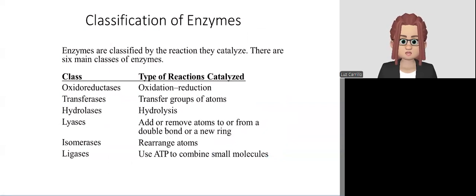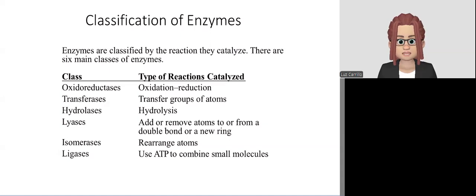When it comes to enzymes, they're going to catalyze a series of reactions. And just to briefly summarize the different classes of enzymes and the reactions that they catalyze, we can observe in the following figure how they can be classified.